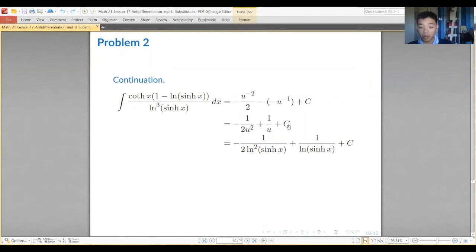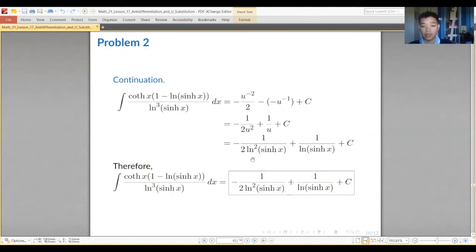Again, don't forget your constant c, your indeterminate constant c, and then we go back to our substitution. We made our u equal the natural logarithm of sinh x, thus we replace it again. Yeah, that's our final answer.